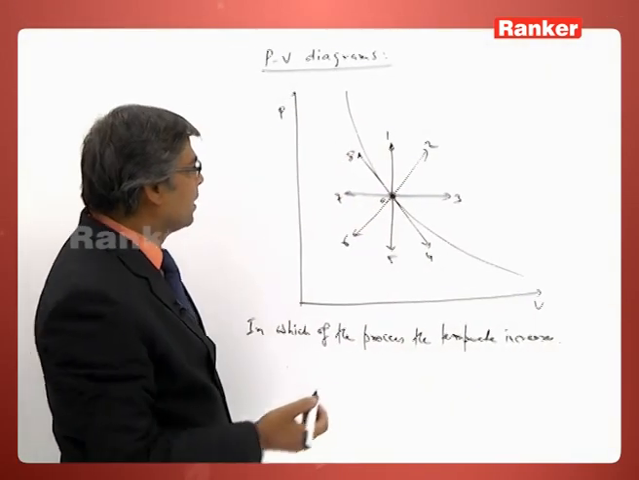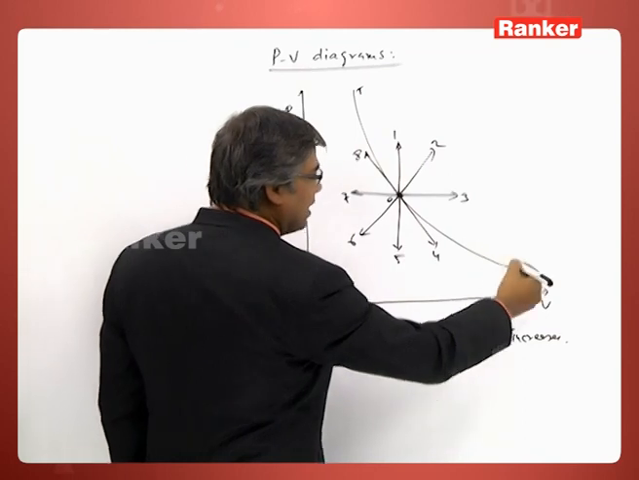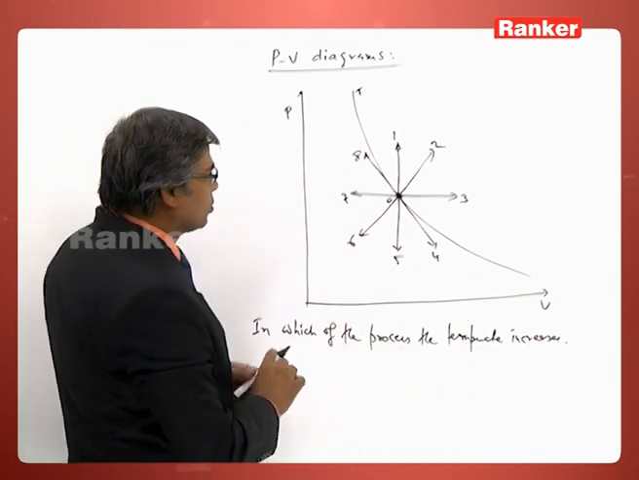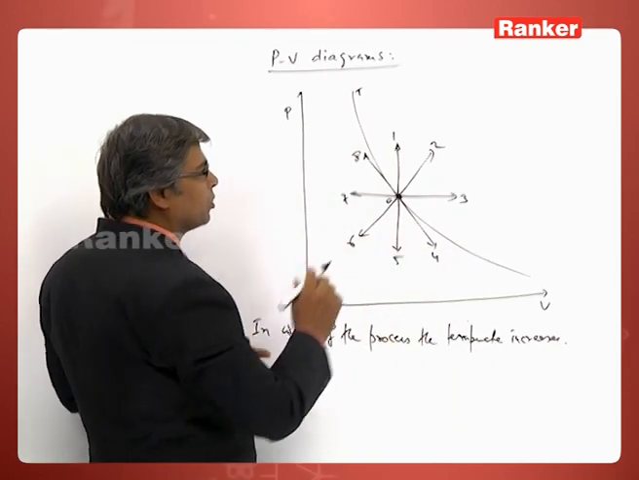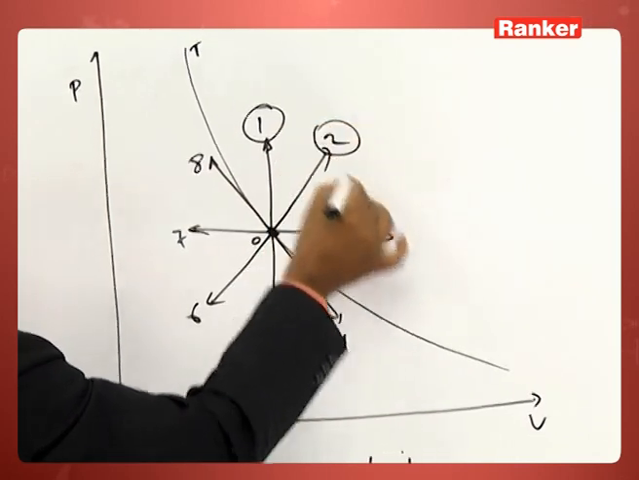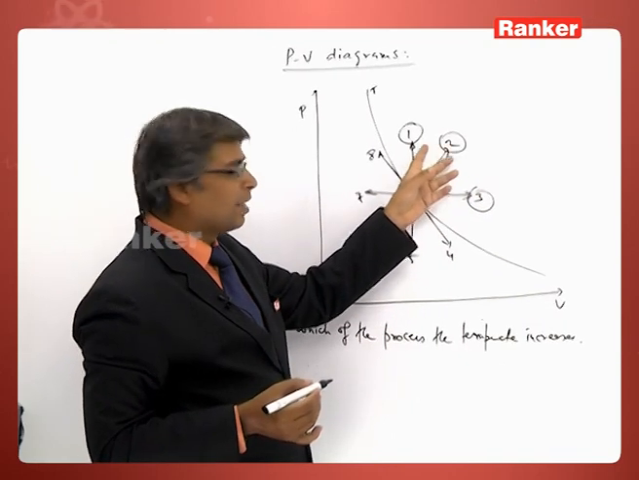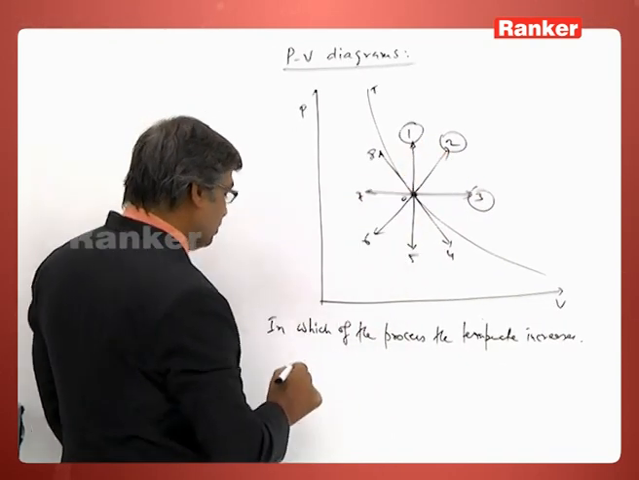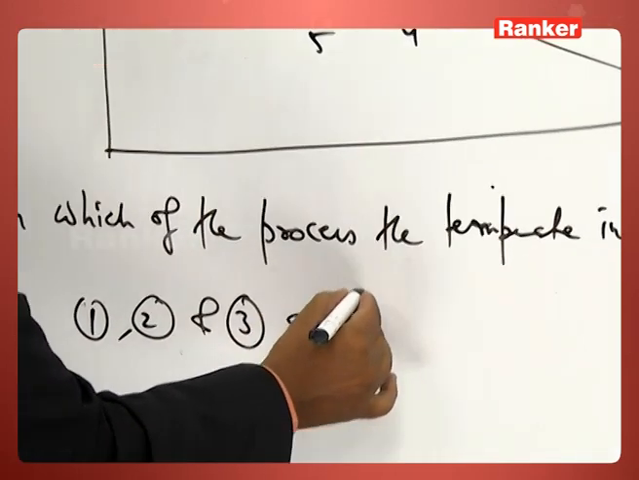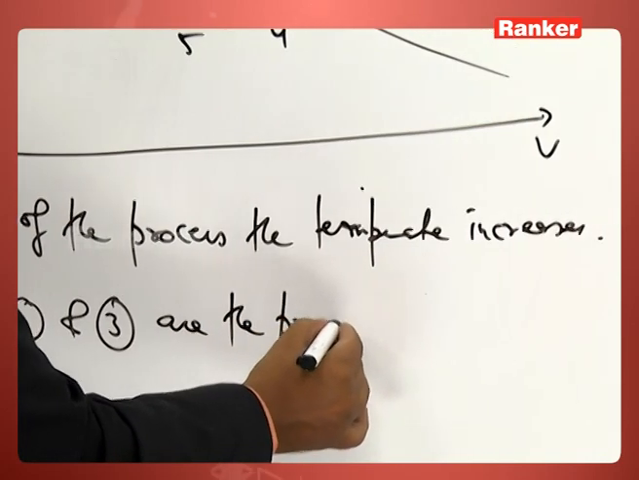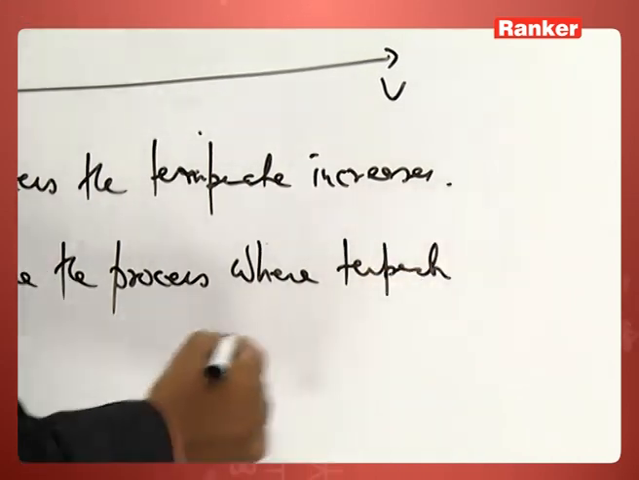So you see here, this has a temperature T. So all the lines on this will have the temperature T. So all the points which are along this will have a lower temperature. So the processes which are circled, in these processes the temperature will increase. So 1, 2 and 3 are the processes where temperature increases.